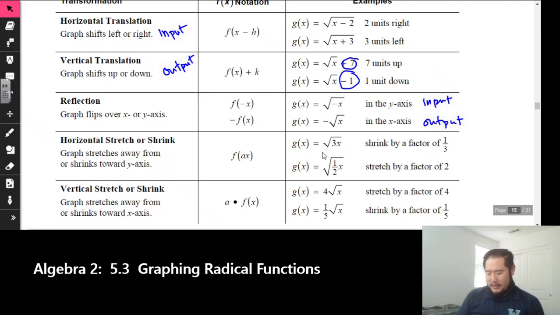Vertical stretch and shrink. So remember, both of these happen to be input. But for vertical stretch and shrink, it's output. And do you need to worry about the reciprocal? No, not for vertical stretch and shrink. Okay, so don't forget, horizontal stretch, shrink, input, and then also reciprocal for your numbers.